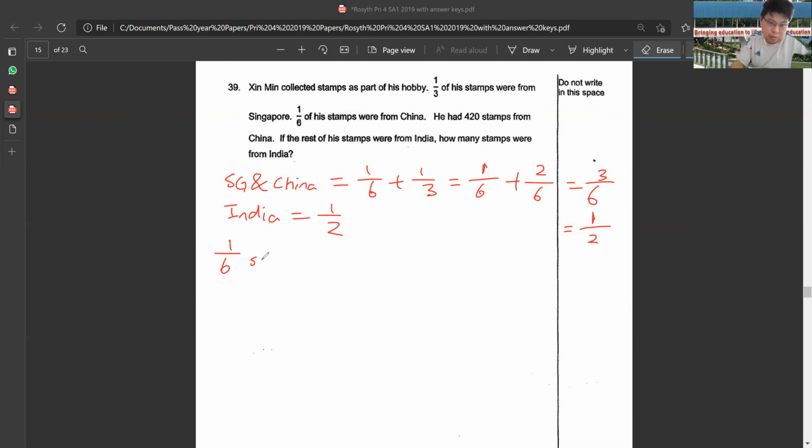3 times 420. How do you get 2 over 6? What's going through your mind? 1/6 of his stamps is 420, so 3 over 6 of his stamps will be 3 times 420. You get it now? Yes.